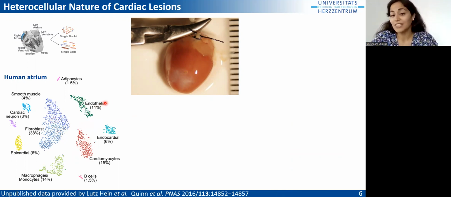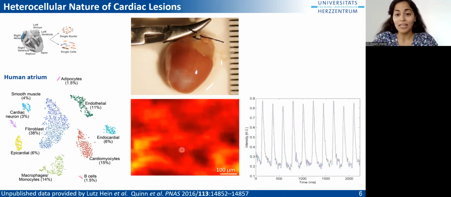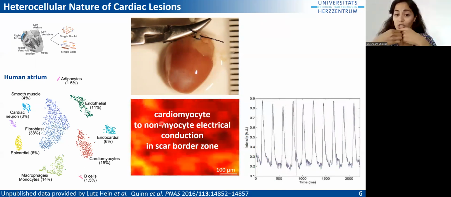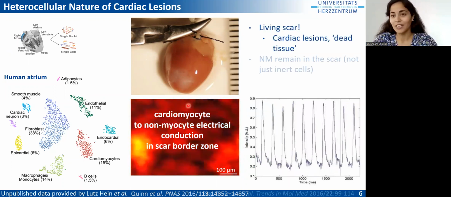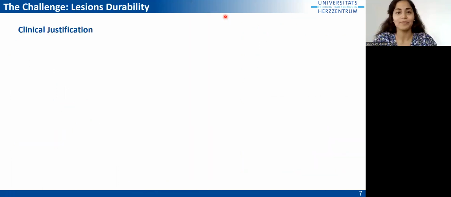They are interesting because Alex Quinn has previously shown that when non-myocytes are labeled with a membrane potential reporter, shown in green, there's cardiomyocyte, non-myocyte electrical conduction in the scar border zone. This is wild and wonderful because these non-myocytes that remain in the scar are not just inert cells. They're very active. I'd also like you to think of the scar, the lesion, as being very much alive. This is not just dead tissue.